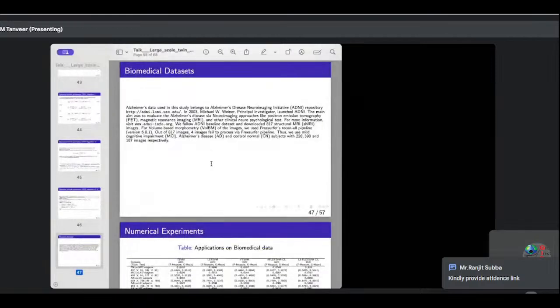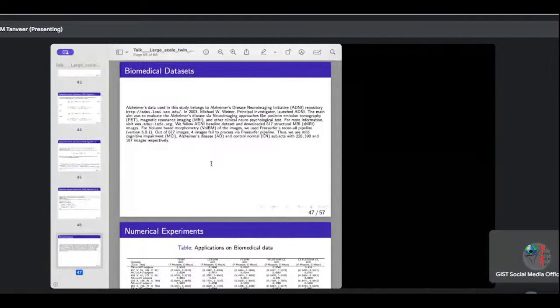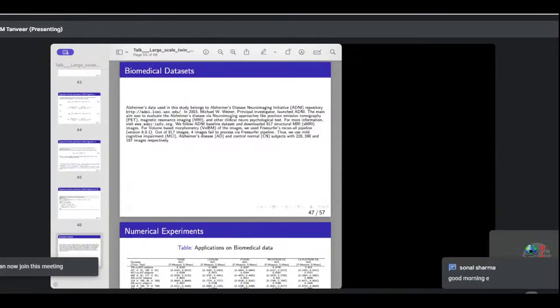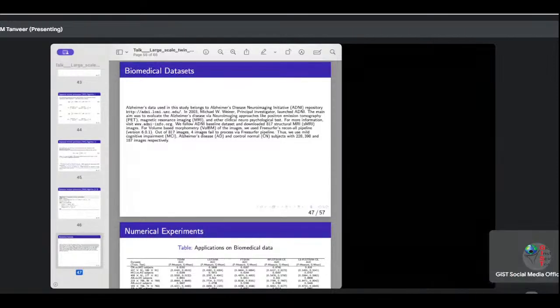Now, just to see a few applications. First, we are using Alzheimer's disease data sets. We have used the ADNI data sets. ADNI datasets are publicly available. You can find this ADNI website, it is mentioned here. You can easily download. There are a few steps to do that, and if you go through them, you can easily find it. So the main aim is to evaluate Alzheimer's disease via neuroimaging approaches.